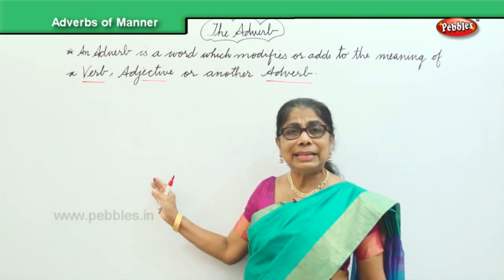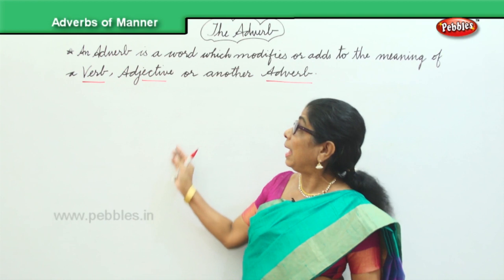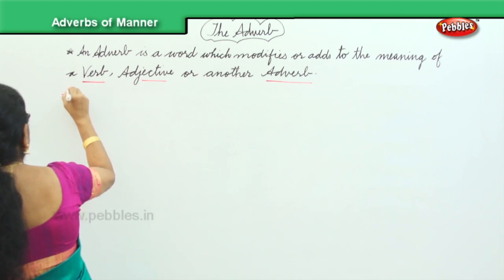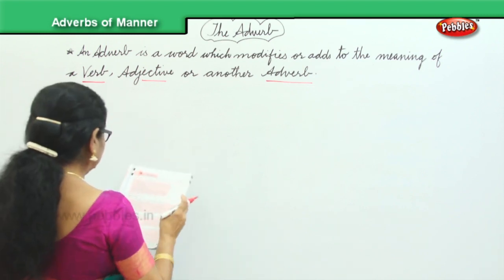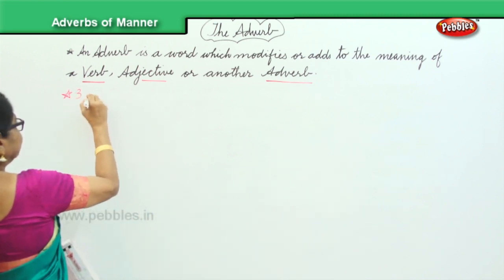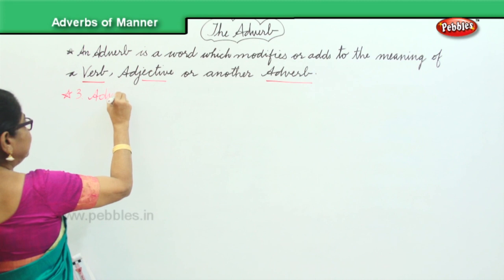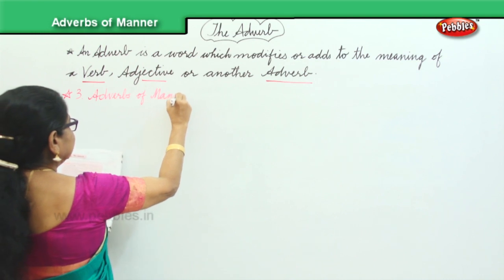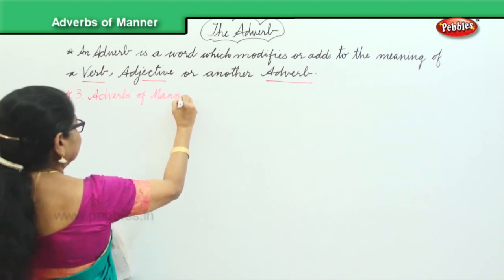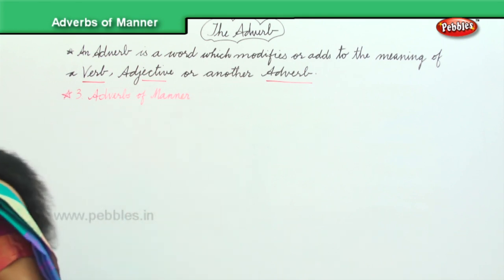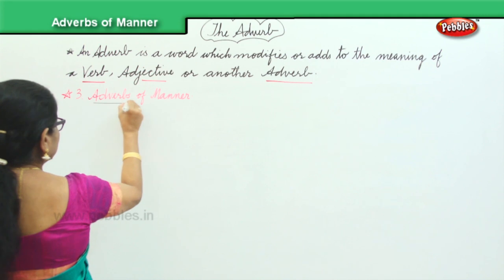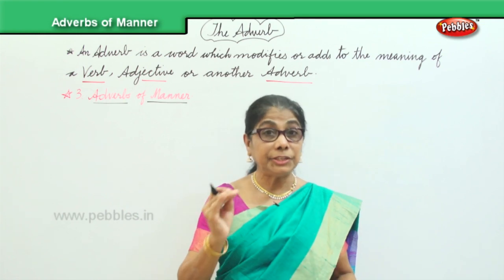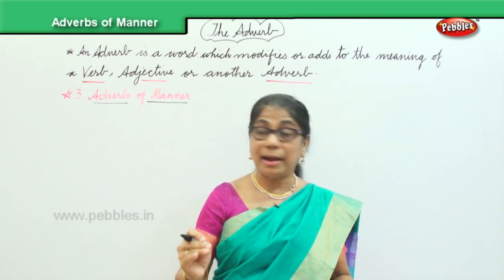We'll go on to do the third kind of adverb. And the third kind of adverb is adverb of manner. Adverbs of manner, they show how an action is done.